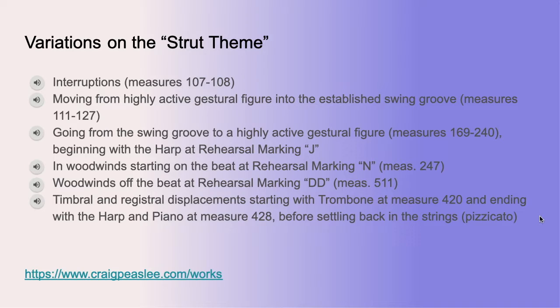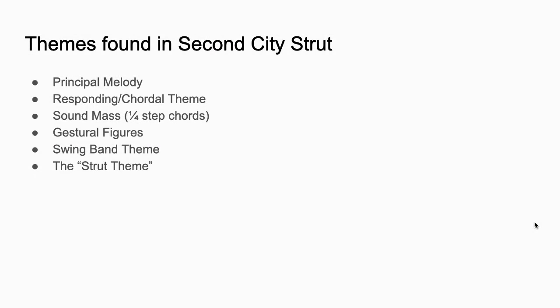Various thematic material found in Second City Strut, there's a principal melody. There are responding chordal themes, and they're responding to that principal melody, so you could consider this as a secondary kind of melody. The sound mass ideas, which we described earlier. The gestural figures, again, described earlier. And there's this section that I just call the swing band theme. And then, of course, the strut theme that really churns throughout the whole work.